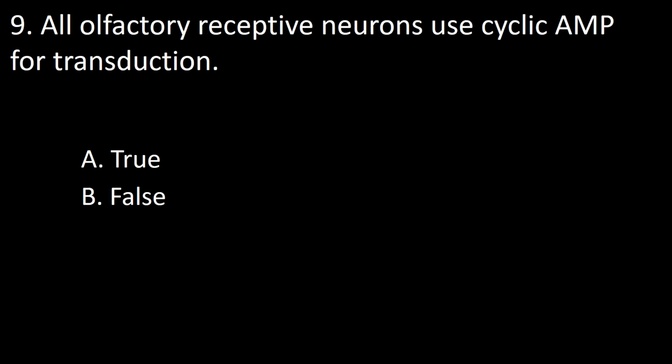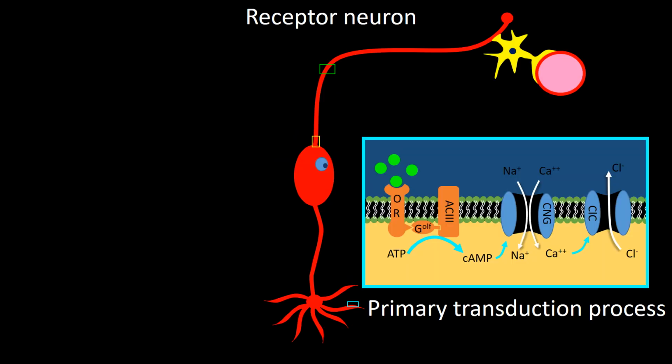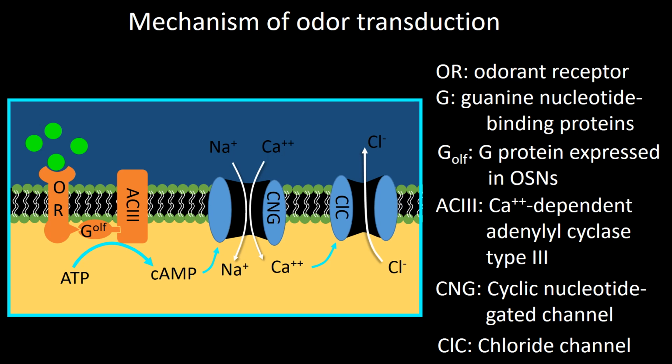Next question. All olfactory receptive neurons use cyclic AMP for transduction. A true, B false. Olfactory sensory neurons have two or more primary transduction processes. The first one and most common one is shown in this frame. I will now enlarge the figure I have just introduced and introduce the legend for each component. As you can see here, the arrow points to the odorant receptor binding being stimulated.